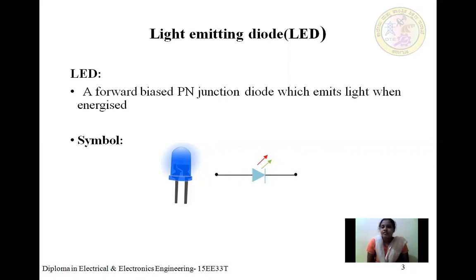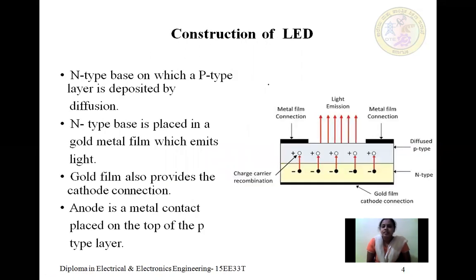So next is the symbol. You can see the symbol of an LED here. It has two terminals. One is the anode, the other one is the cathode. When it is energized, it emits light. You can see the arrow mark there, that is light emitting. So that indicates the light emission. Next, moving on to the construction of an LED.